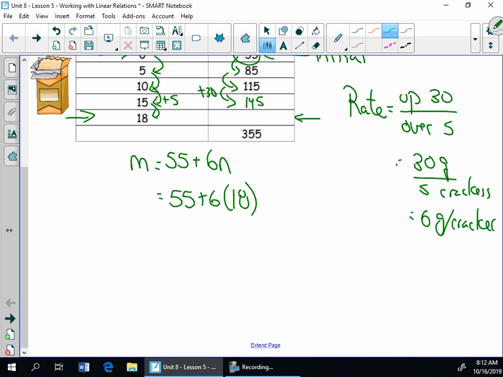Okay, we'll take out our handy calculators, because we've got to do some math here. 55 plus whatever 6 times 18 is. It's 108, which gives me 163. Yeah, we could figure it out using our equation.